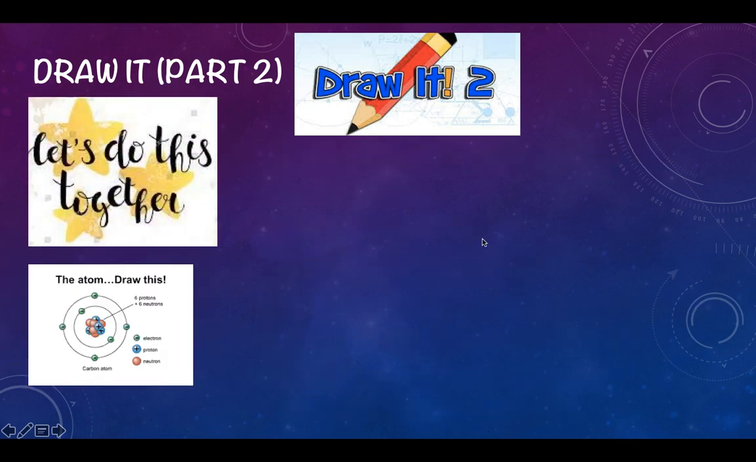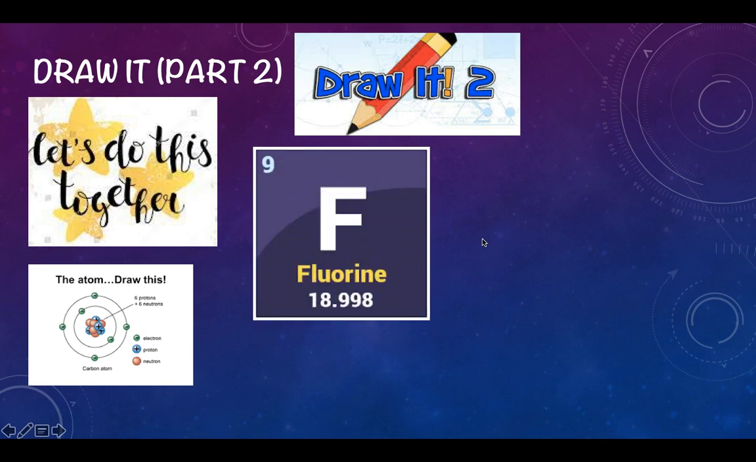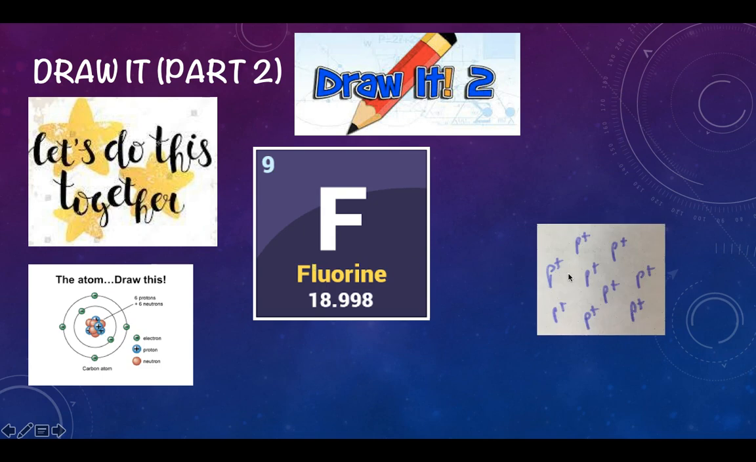Let's go ahead and draw one together. How about fluorine? So this is fluorine. This is its atomic number. This is its atomic mass. So step 1 was choose an element. Well, I did that for you. I picked fluorine. Step 2 was look at the atomic number, and those are the protons. Put them in the center, and we're going to call it P+, like this. So 1, 2, 3, 4, 5, 6, 7, 8, 9. 9 protons, which identifies this as fluorine.